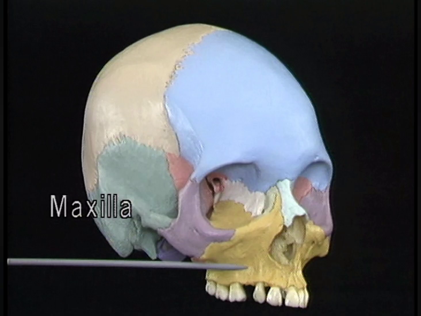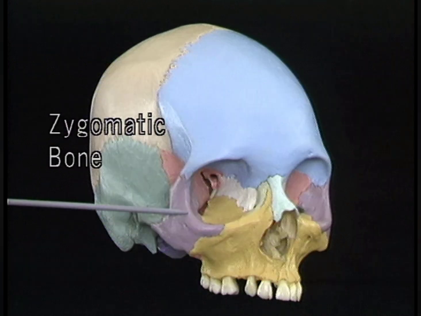Maxilla is a paired facial bone. It forms the upper jaw. It forms the floor of the orbital cavity and the lateral wall of nose. Palatine process of maxilla forms the hard palate as well as the floor of the nasal cavity. Zygomatic bone is a paired facial bone. It is present in the cheek.